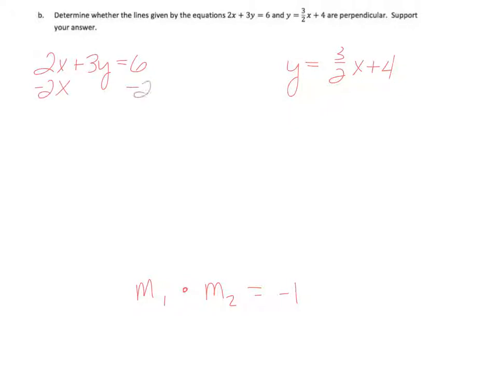Next, determine whether the lines given by the equations 2x plus 3y equals 6 and y equals 3/2 x plus 4 are perpendicular. Support your answer. So I need to know if this line and this line are perpendicular. To know if they're perpendicular, I need to find the slopes. At the end, I'm going to multiply the slope of one equation times the slope of the other equation, and I should get -1 for an answer. If I get -1, then I know that they're perpendicular slopes. So let's go ahead and subtract 2x from both sides.